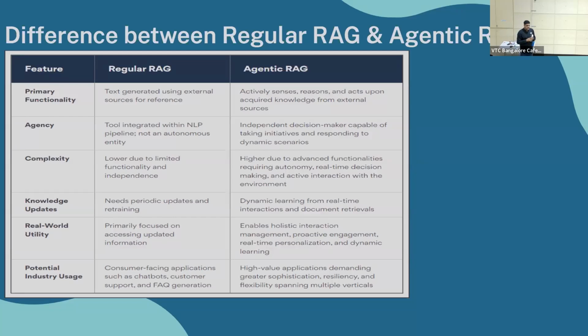So it depends upon the use case. And I will say that the more complex the use case is, the higher the probability that you will go for AgenticRAGs.